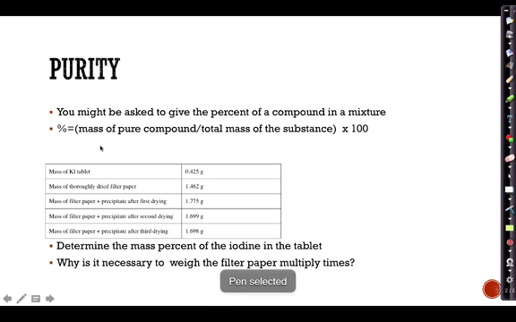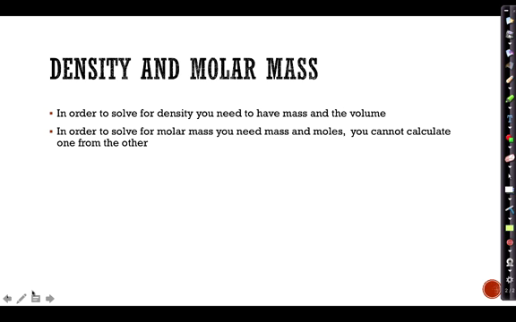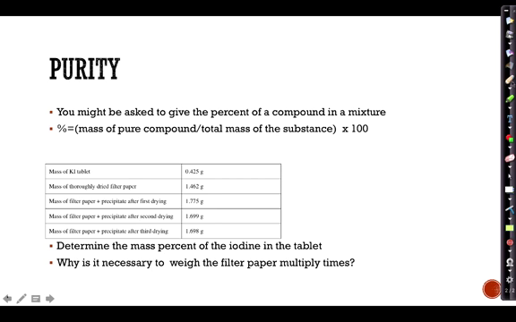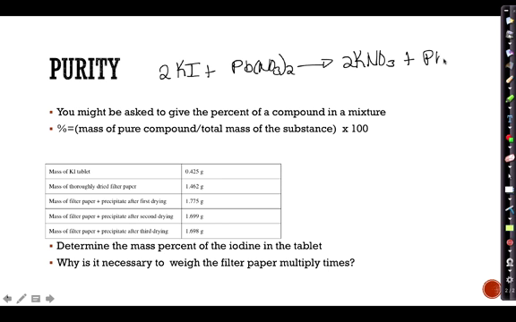All right, so this is an example of a problem. So I did forget to give you the equation here. I didn't give you the full prompt. I'm just giving you the data for this. So when I look at this old problem, you probably want to go ahead and write down what the equation should be. It is 2KI plus lead nitrate, giving PbI2. And they may ask you to come up with this equation on the test too. Okay, so in this particular problem, we're given a KI tablet.